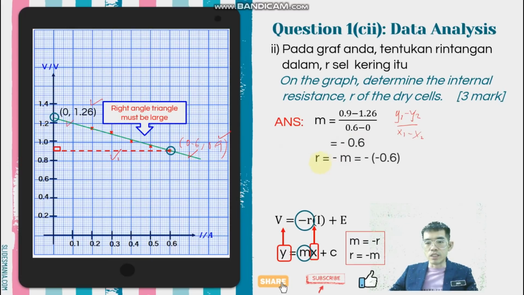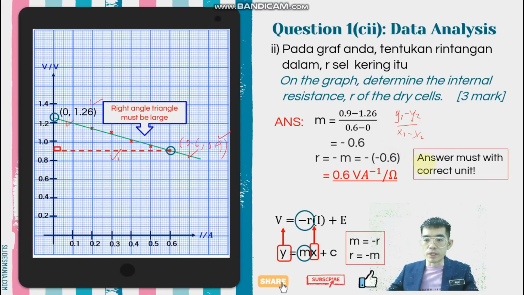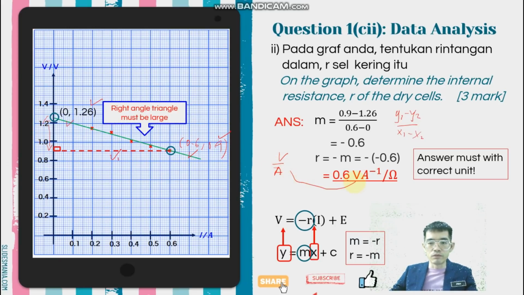As mentioned, internal resistance is equal to the negative of the gradient. So the negative of negative 0.6 gives us 0.6 ohm. Because this is a resistance, you must give the correct unit for your answer to get full marks. How do we get volt per ampere? Here you see the gradient has the y-axis in volt and the x-axis in ampere, so we get volt per ampere, which is actually equivalent to the unit of ohm.